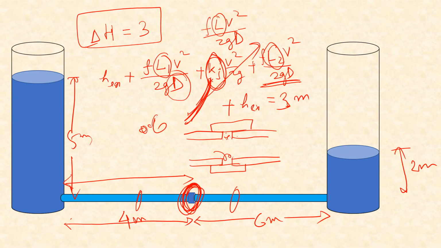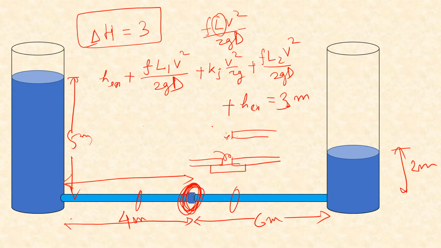So this way again we can find out by putting all these known values. Again we can find out the velocity of flow inside this pipe, and then we can also find out the discharge just by multiplying the velocity with the cross-sectional area.